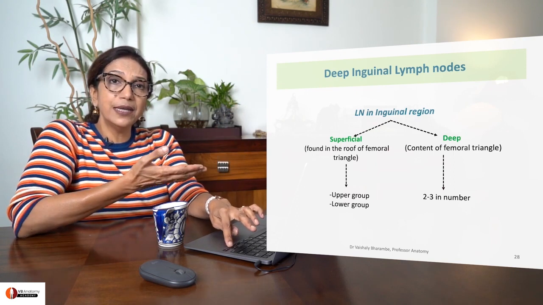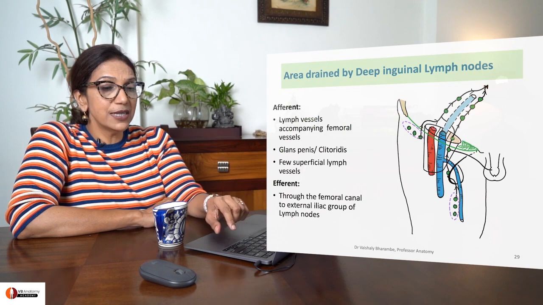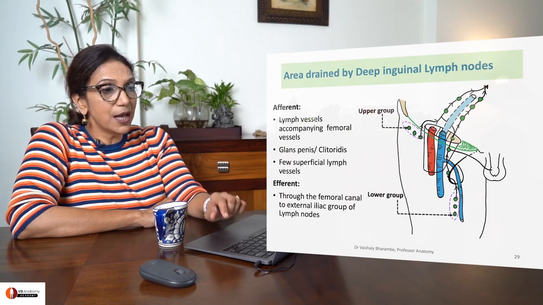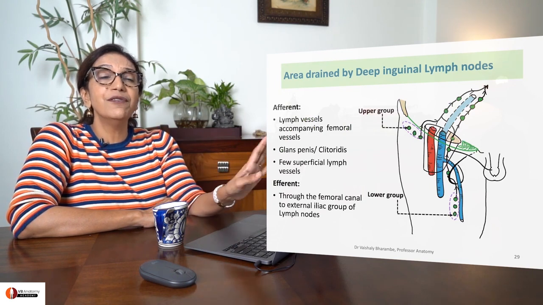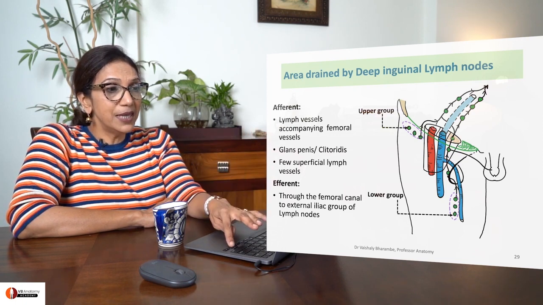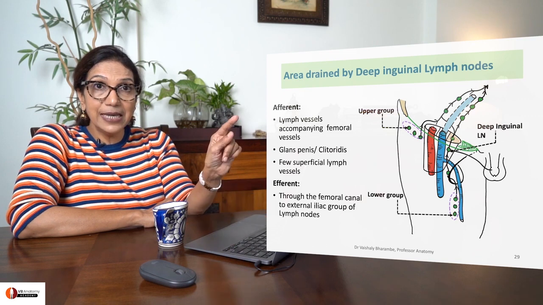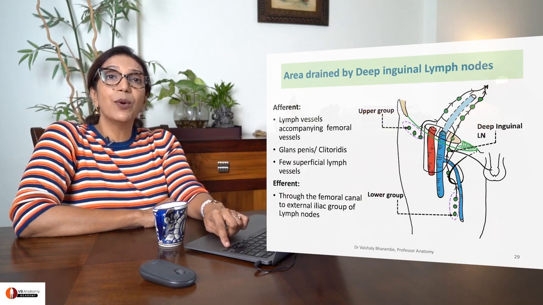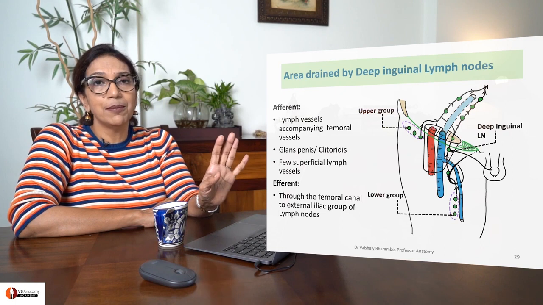Let's take a look at an image to understand. Here you are seeing an image. See, here are your upper and lower group of superficial inguinal lymph nodes. I'm not going to bother about them now. But here, this tiny little lymph node is the deep inguinal lymph node. There are 2 or 3 in number.